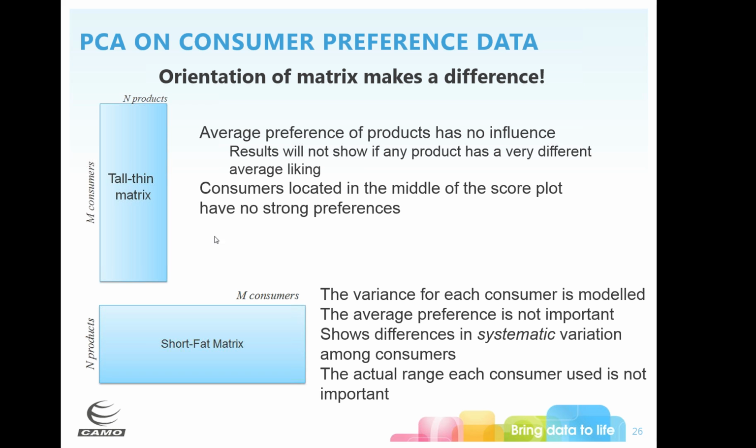If we do our products versus our consumers, the variance for each customer is modeled, and the average preference is not important. This shows systematic variations among consumers, and the actual range for each consumer is not that important.